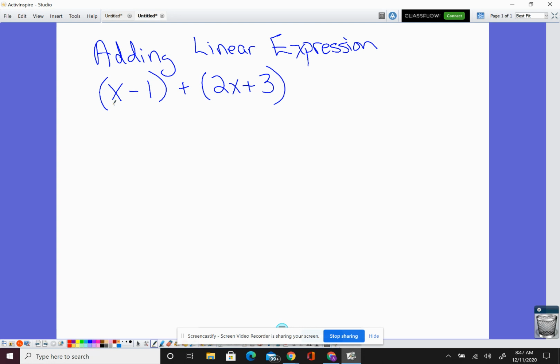So we're going to look at this, and they say this is a linear expression because they put it in parentheses. Here is another linear expression because they put it in parentheses. And it's a linear expression because we have an x to the first power in each one of these. Anytime you have an x to the first, it's going to be a line. So they refer to it as a linear expression.